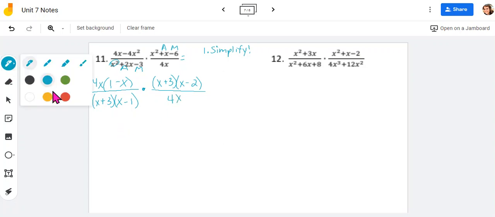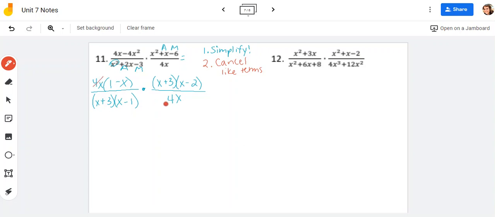All right, so now that I have simplified, step 2 is going to be to cancel like terms. So I'm just going to look at the tops and the bottoms and cancel anything that is the same. So I see I've got a 4x on top and a 4x on the bottom, so I'm going to cancel those. And then I have an x plus 3 and an x plus 3. And then I've got this 1 minus x and this x minus 1.